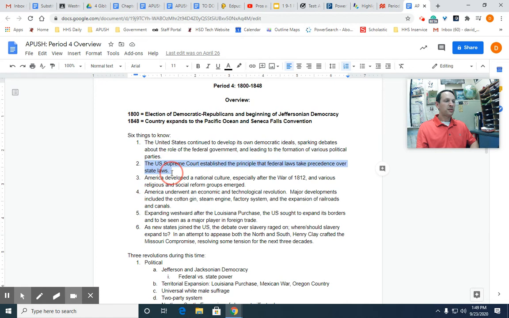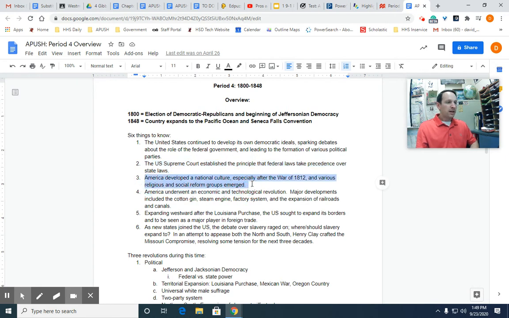2, the U.S. Supreme Court established the principle that federal laws take precedence over state laws. They call this the Supremacy Clause. A federal law trumps a state law. And the Supreme Court began to flex its muscles during this time period with the decision Marbury versus Madison, which gives the Supreme Court the power of judicial review, which allows them to review any law passed by Congress and declare it constitutional or unconstitutional.